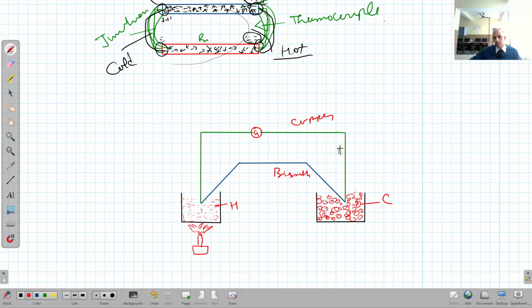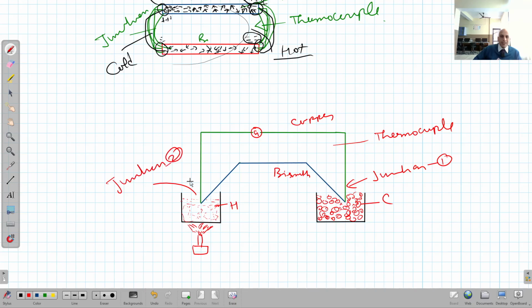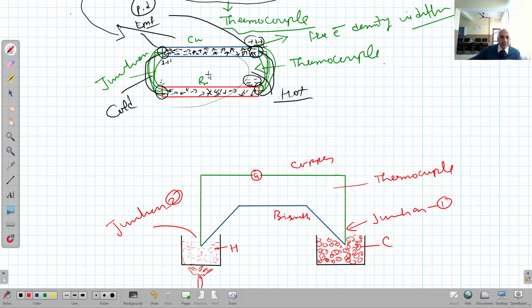Now this is a thermocouple, right? And this is one junction, and this is other junction. So you can see here that one junction is hot and other junction is cold. So as I explained you here, what is the reason for the production of EMF in this entire circuit or flow of current in this entire circuit?